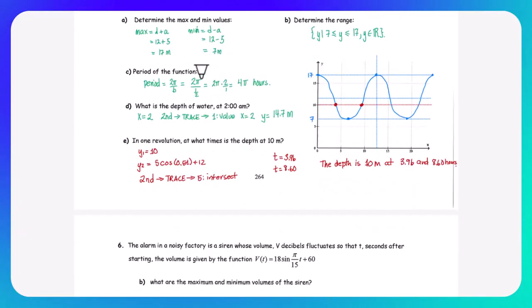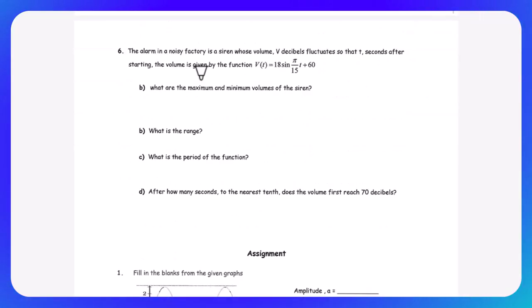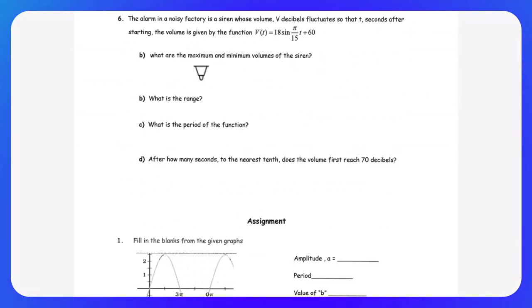You guys are doing great. We're hanging in there for the very last question. Fanfare. Okay, last thing before we head off to do some practice work. So the alarm in a noisy factory is a siren whose volume V decibels fluctuates so that T seconds after starting, the volume is given by this fancy sinusoidal equation.